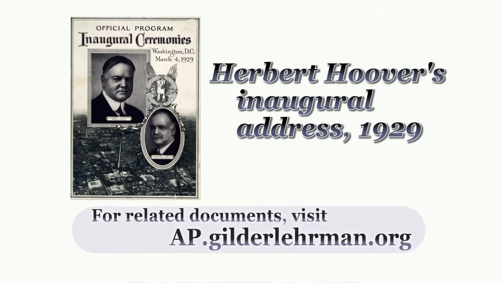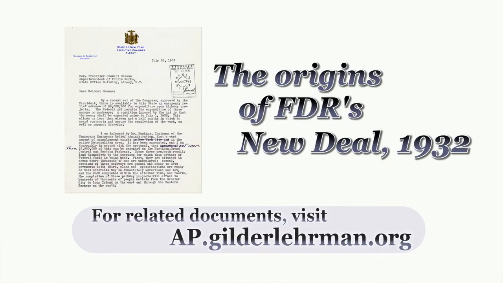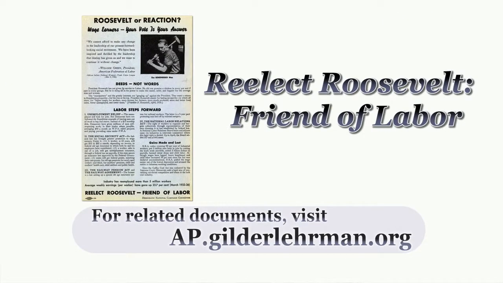Make sure, when looking into the Great Depression, that you refer to the following documents on the AP U.S. History Study Guide. We have Herbert Hoover's inaugural address from 1929, Franklin Delano Roosevelt's first inauguration in 1933, the origins of FDR's New Deal in 1932, a photograph of a Hooverville from 1936, and Re-elect Roosevelt, Friend of Labor, which is an illustrated document.